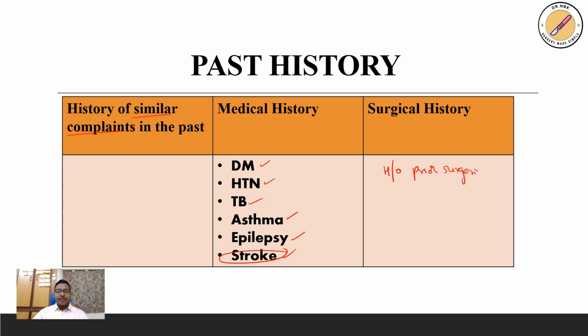It can be related to the presenting complaint or the site where the presenting ailment is present, or it can be somewhere else. So, any history of prior surgeries. Let's have an overview of why we should ask this medical history. Why should we bother about diabetes, hypertension, etcetera? You know that diabetes is very important.